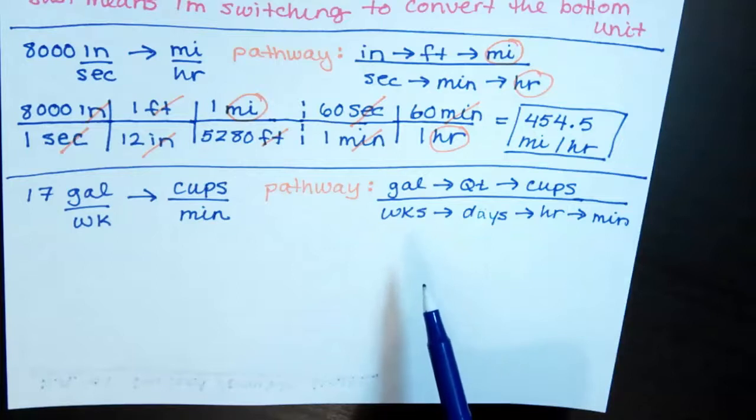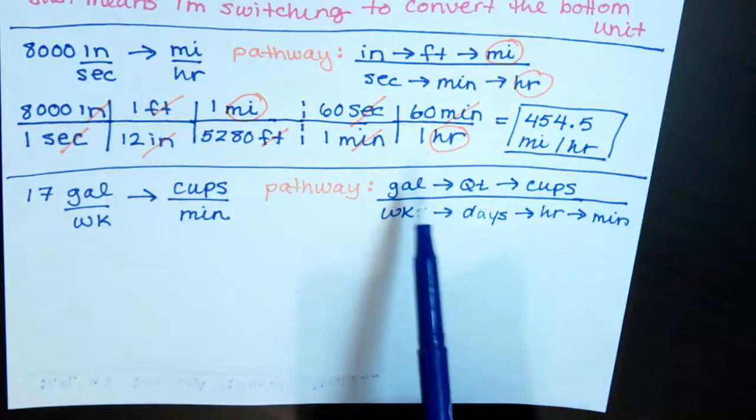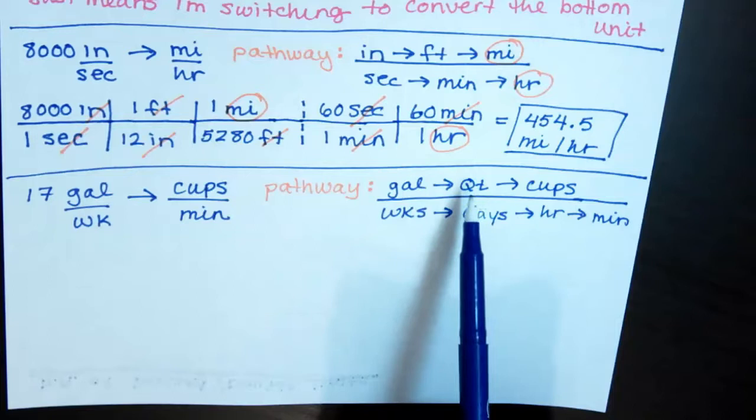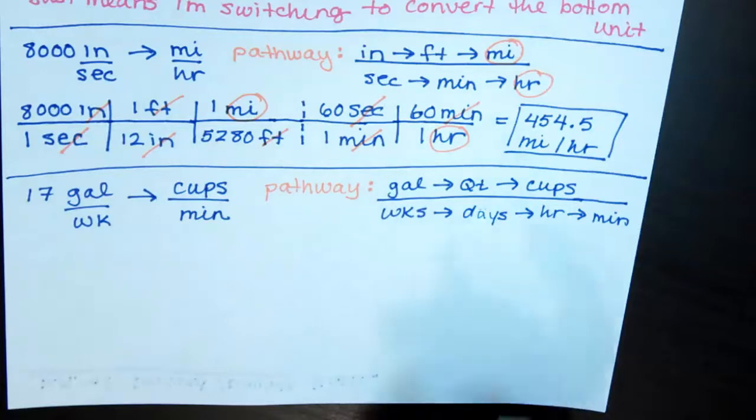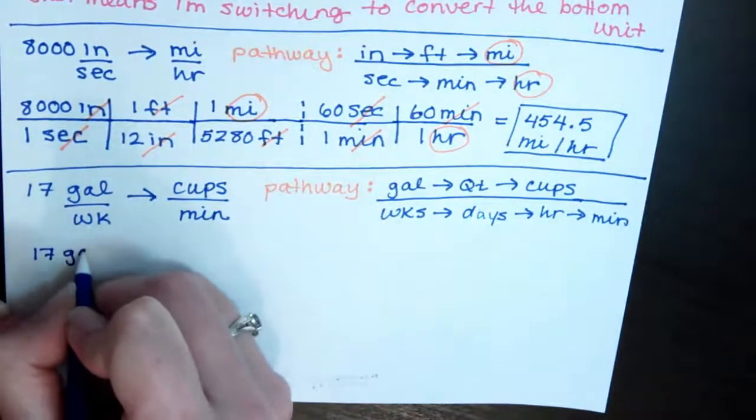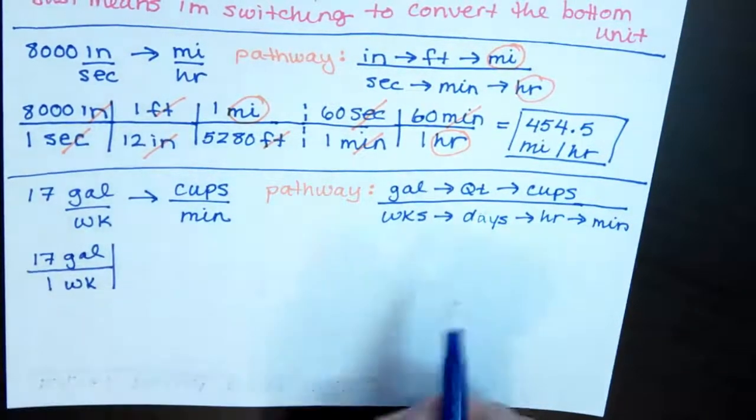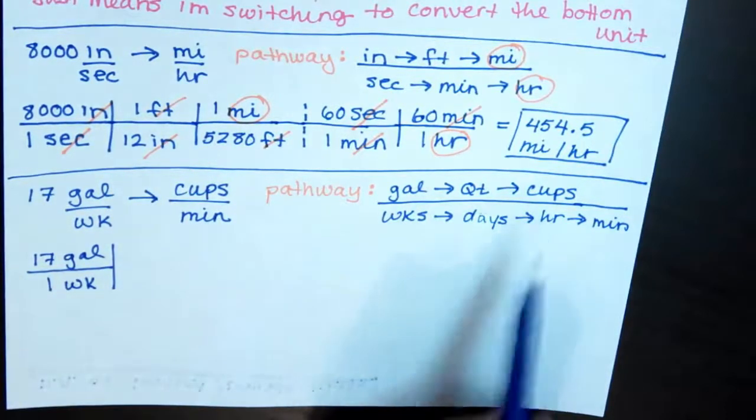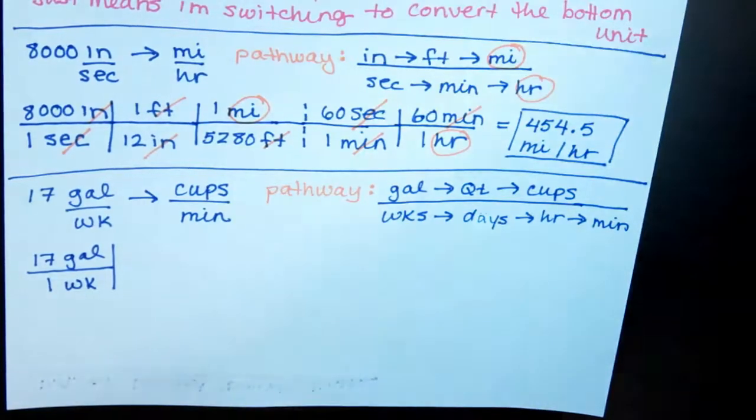Remember, finding the pathway is the hard part, and unfortunately that's the part I do not have a trick for. Figuring out to go from gallons to quarts, that's just a puzzle. That's me looking at my conversion factors and trying to see which ones I can connect the dots to. So it just takes practice. So now I'm going to start with my known value of 17 gallons per 1 week. And I'm going to try to perform all these conversions using all these conversion factors and find out what my final answer is. Pause the video, give it a try. When you unpause, the correct answer will be on the screen.